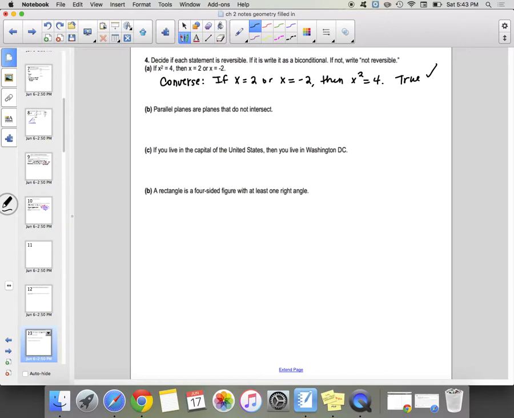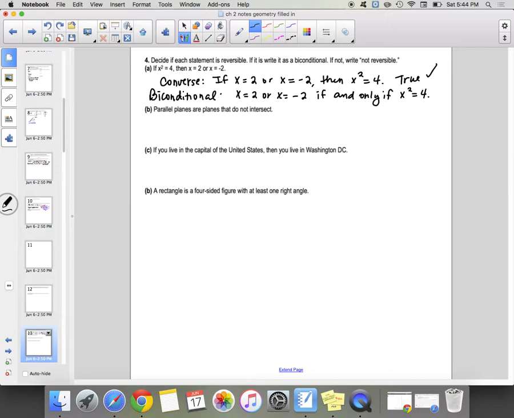Okay, so if it's reversible, then we can write it as a biconditional. So the biconditional, we would say x equals 2 or x equals negative 2 if and only if x squared equals 4. So we could write it like that, or we could say x squared equals 4 if and only if x equals 2 or x equals negative 2. It doesn't matter which order we write it in.